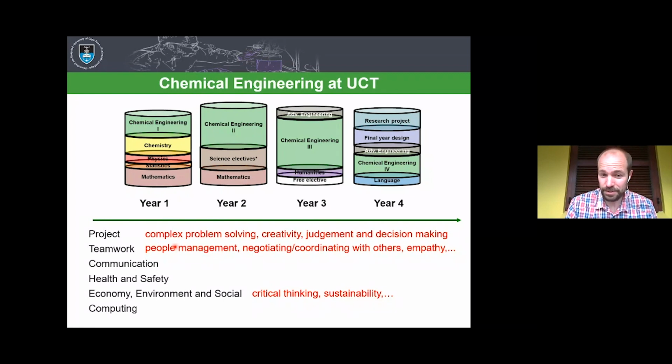In teamwork, you need to learn how to work together with people you don't really know that well. You get to know each other as you move through the degree, but sometimes you don't know everyone in your class if you're there with more than 100 people. You need to negotiate. Sometimes you want to do something that somebody else doesn't want to do. You need to show empathy. If you think about environment and social impact, that's about critical thinking. That's about sustainability.